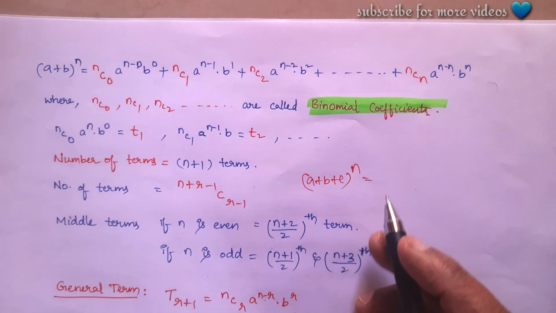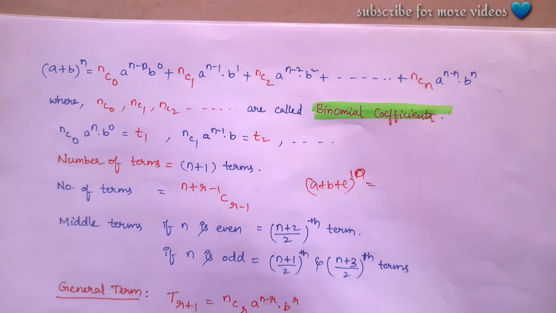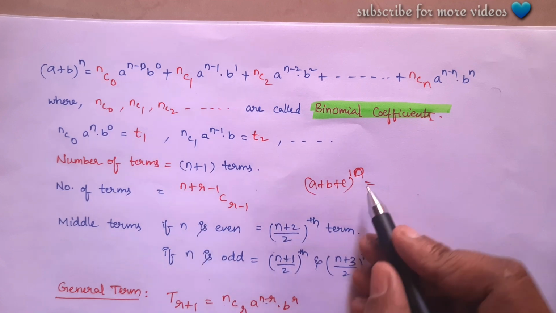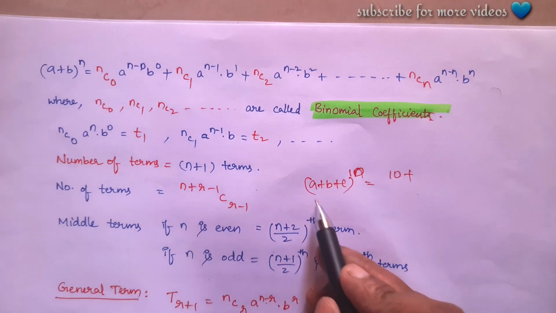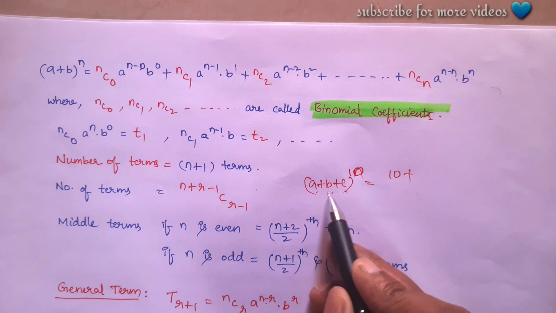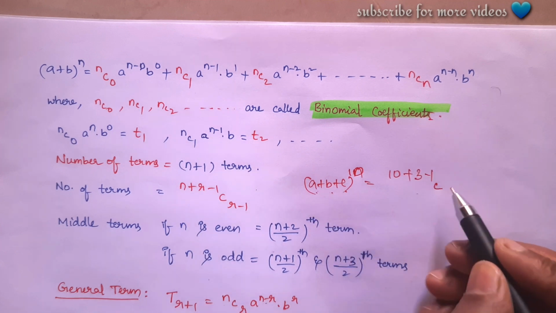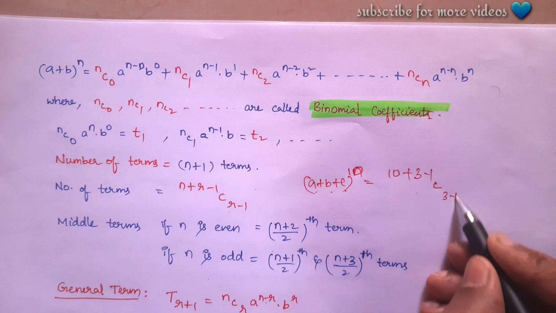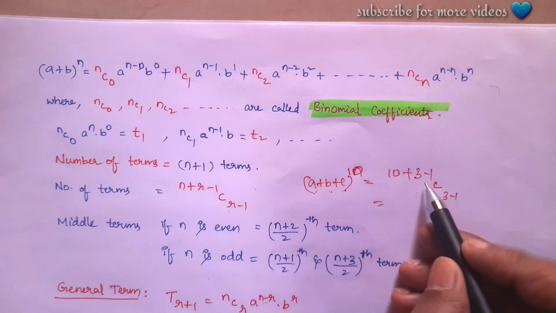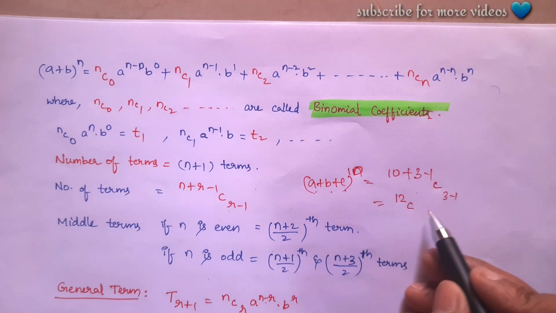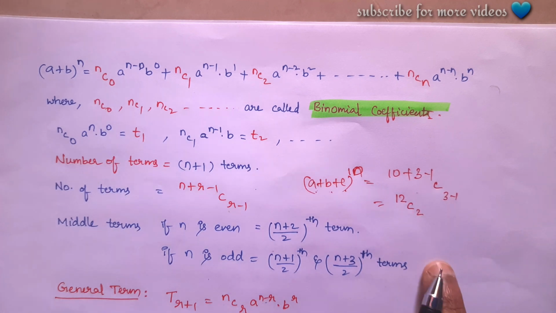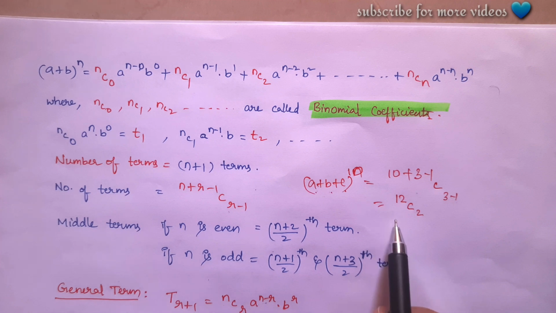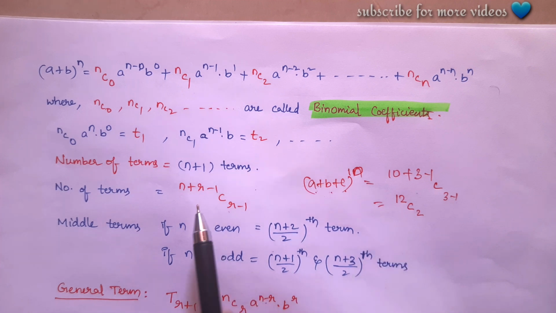Here n is the total power. For example, say it is 10. Then it is 10 plus r, where r is nothing but the number of terms here, which is 3. So 10 plus 3 minus 1 C r minus 1, which is 3 minus 1. 10 plus 3 is 13, 13 minus 1 is 12. So 12C2. Like this we have to find the number of terms. When you simplify, whatever you get will be the number of terms for this expansion.